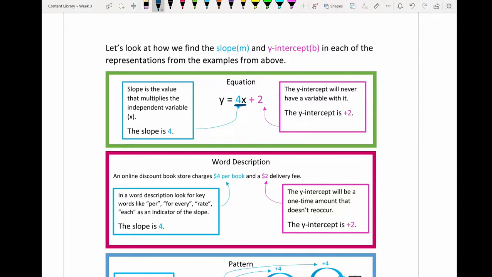The y-intercept will never have a variable with it. That's why it's called the constant. It's always going to be the number on its own. In this case, it's the +2. Sometimes, and we've seen some examples of this before, if this was rewritten as 2 plus 4x, the multiplier is still going to be 4, and the constant, or the y-intercept, is still going to be 2, because 2 is not being multiplied by anything, it's not attached to the variable. The 4x still is, even though it's second. So keep that in mind.